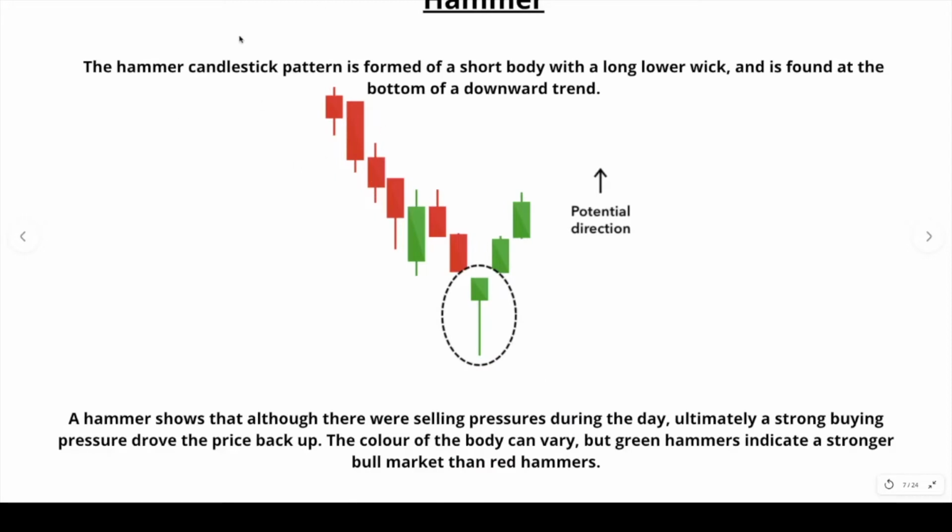Let's start off with the hammer. The hammer candlestick pattern is formed of a short body with a long lower wick, and it is found at the bottom of a downtrend. A hammer shows that although there was selling pressure during the day, ultimately a strong buying pressure drove the price back up. The color of the body can vary, but green hammers indicate a stronger bull market than a red hammer.